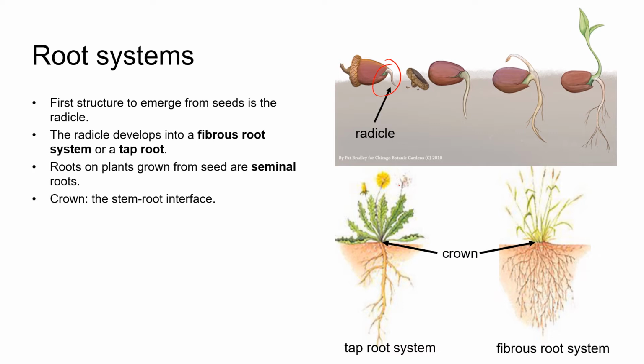The part of the plant where the stem and the roots meet or interface is called the crown, and you can see this in these two diagrams on the right, here and here.